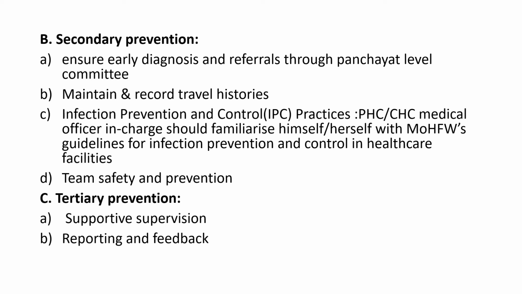Coming to the tertiary prevention, supportive supervision, reporting and feedback are the major crux areas. So in this way, for any question on prevention and control, in the context of COVID or some other disease, try to organize and base your answer on the levels of prevention and segregate those points according to primary, secondary and tertiary prevention.